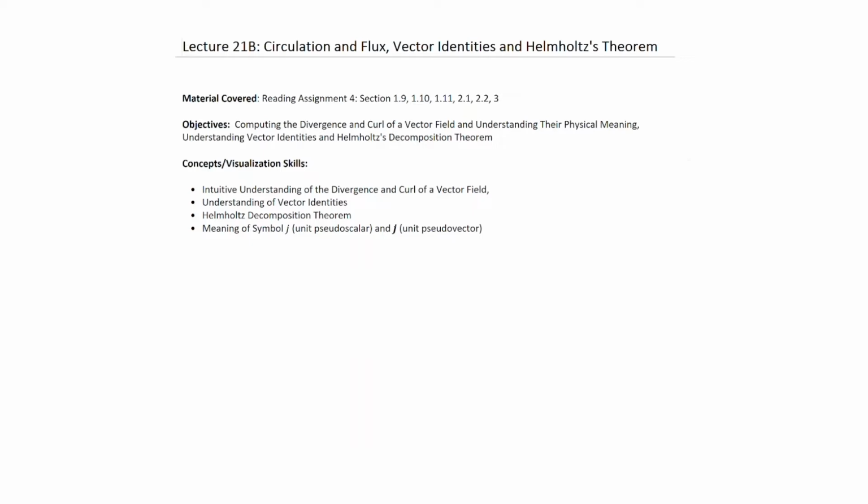The objectives are to compute the divergence and the curl of a vector field and understand their physical meaning, understanding vector identities, and Helmholtz decomposition theorem is perhaps one of the most important theorems in vector calculus. The concepts and visualization skills you can get from this lecture include an intuitive understanding of the divergence and curl of a vector field, understanding of vector identities, Helmholtz decomposition theorem, and then a non-mandatory section, about 2 slides, on the meaning of the symbol J, which is a unit pseudoscalar, and bold J, which is a unit pseudovector.